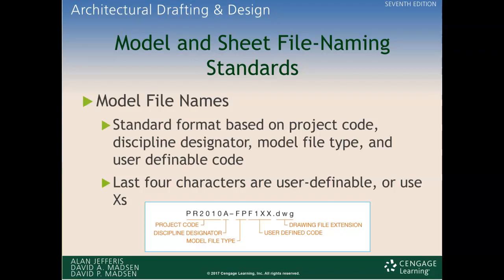Model and sheet file naming standards. A standard file name is based on the project code, the discipline, the model file type, and the user-definable code. So this mostly pertains to how we're going to store files on the computer. This is how they like to do it, project code. So that could be preliminary. It could be 2010, and it could be the model type, which is architecture, and then further designations. Now, we don't know what the final codes are because that's going to be defined by the content owner.